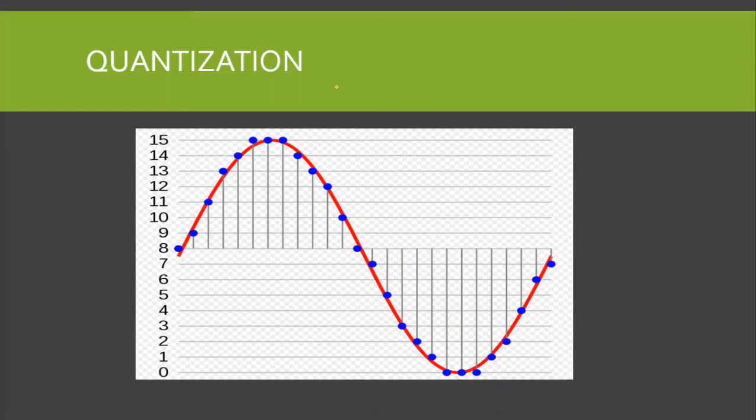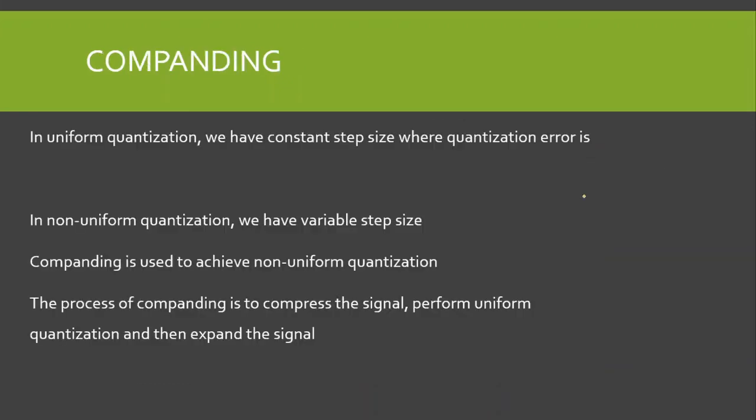In the previous video, we studied the uniform quantization. In uniform quantization, we have the constant step size. Because of the constant step size, given as delta V, we had a constant maximum quantization error, and this maximum quantization error was equal to half of the step size. So the quantization error is delta V divided by 2, where delta V is the step size.